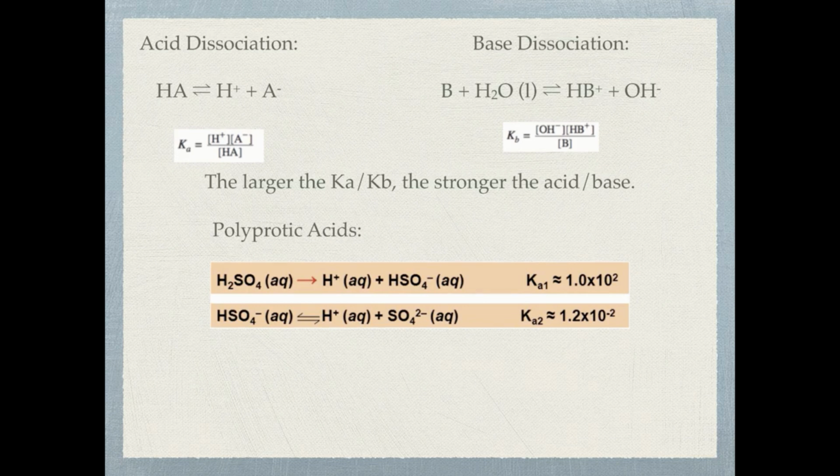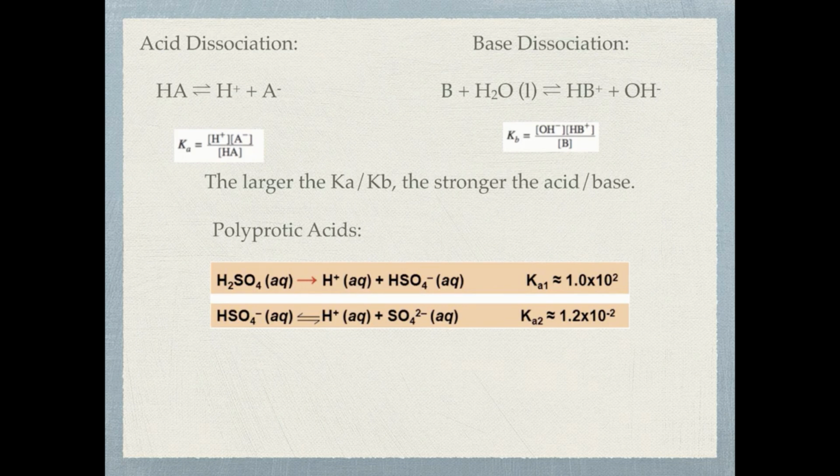One thing that I want you to note, look at the Ka values. The Ka1, which means for the first hydrogen that is lost, the Ka value is 100, while the Ka2 for losing the second hydrogen is 1.2 times 10 to the negative second, so it's a lot smaller. Well, why would that be?